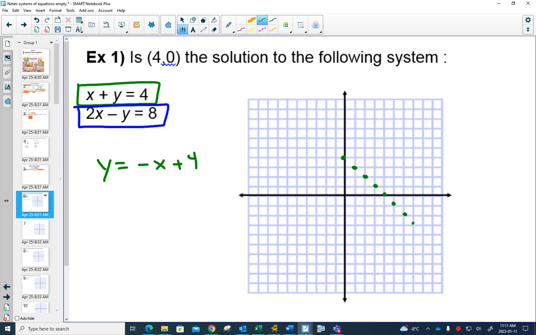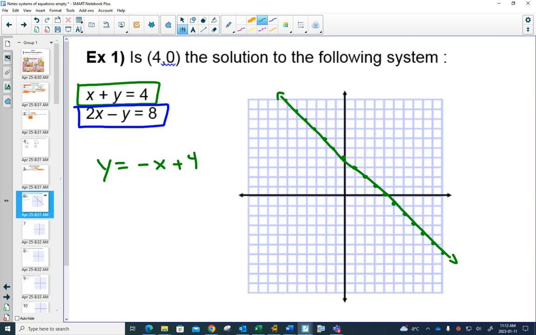And so what's really nice about our green graph is I can quickly label all of those points and draw a line through them all. There's my green line.